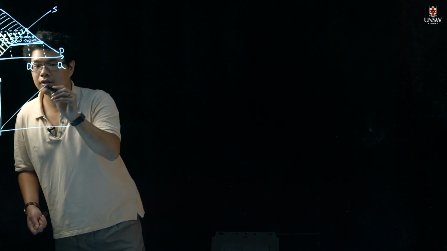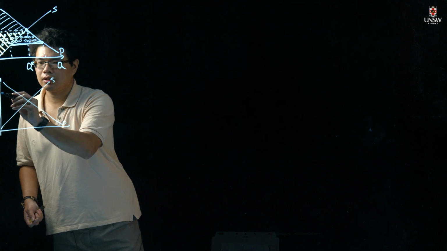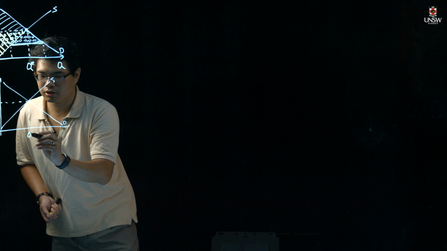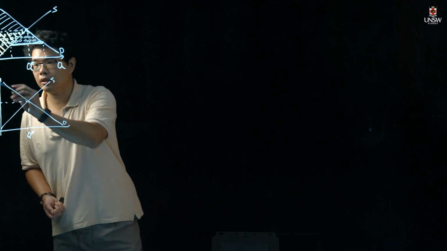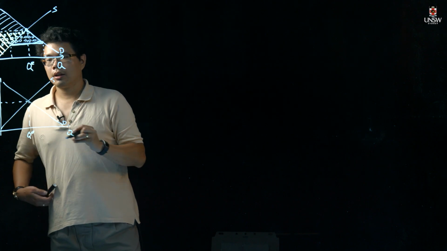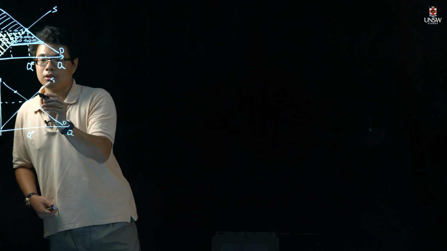If we walk through another example, let's consider this scenario. We have S and D, and let's say, again, this is your equilibrium price, P of E and Q of E. So this is your P and Q. Let's say now that the world price is out here.